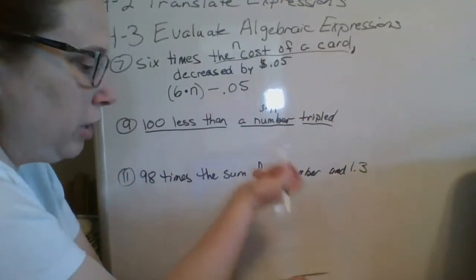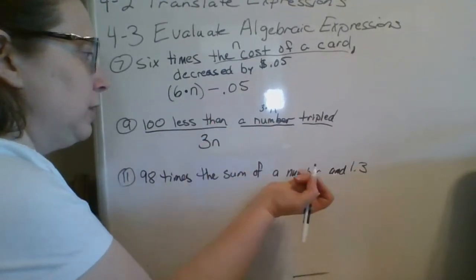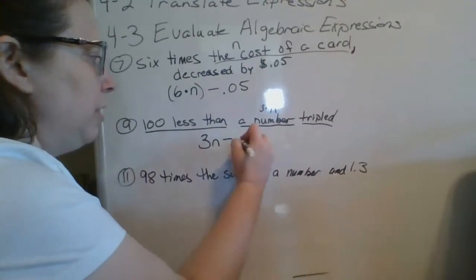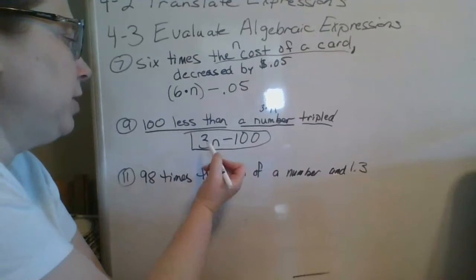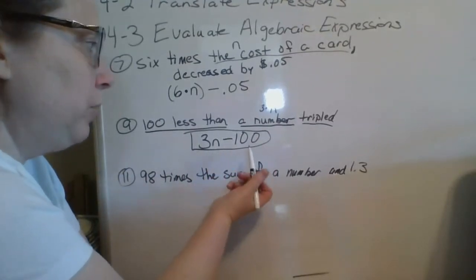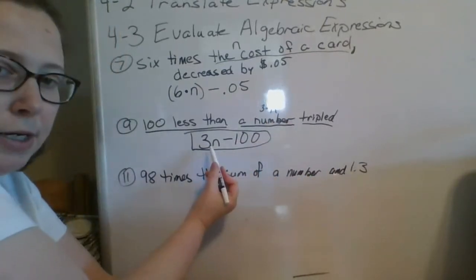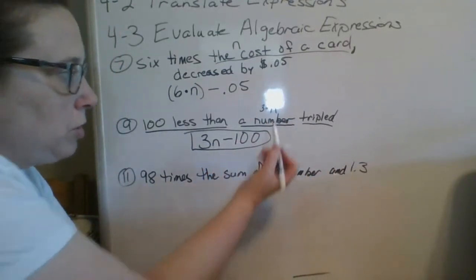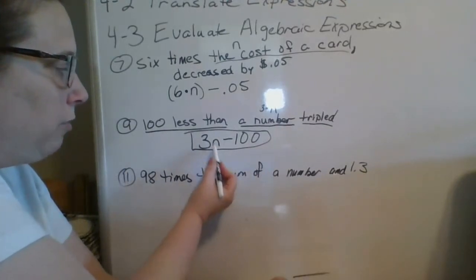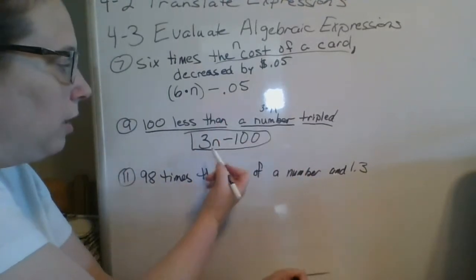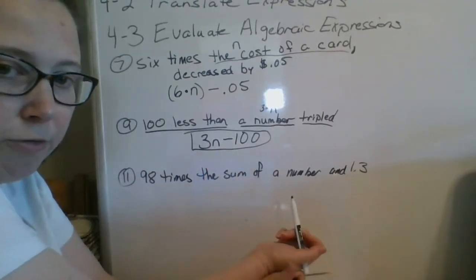And then if we have 100 less than 3n, remember that that means we need to take our 3n first, and then we're going to subtract 100 from it. So this would be your final answer to number 9, 3n minus 100. You may notice that up here I put the dot showing multiplication, but down here I did not. Remember that you can show multiplication either with a dot, with parentheses, or if you have a number and a variable, you can just smush them together, and that means that you're multiplying. Traditionally, we put the number in front of the variable.